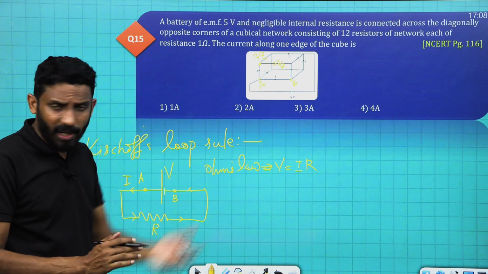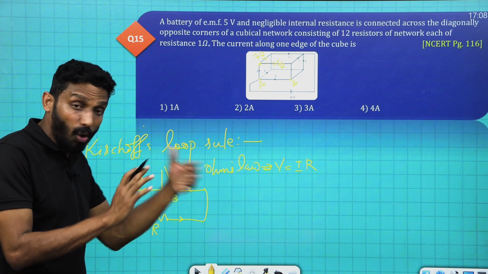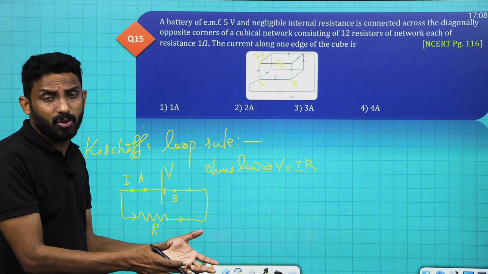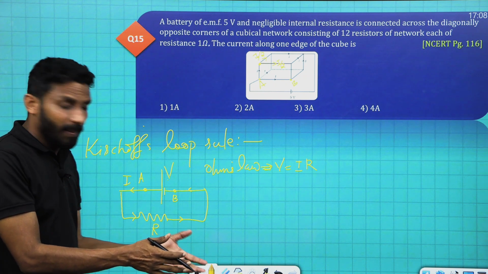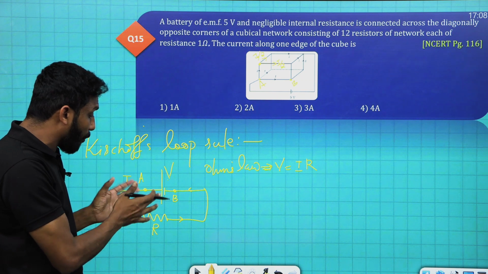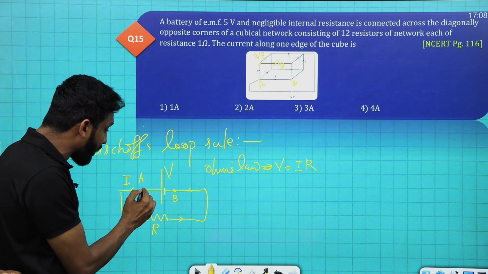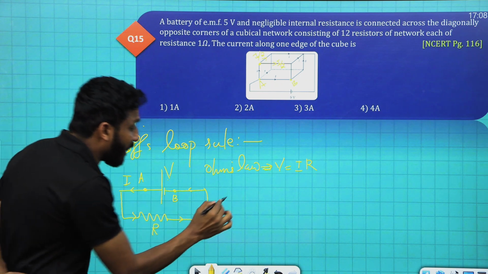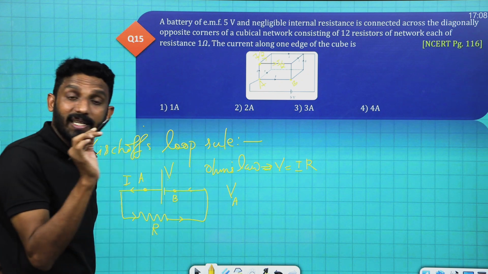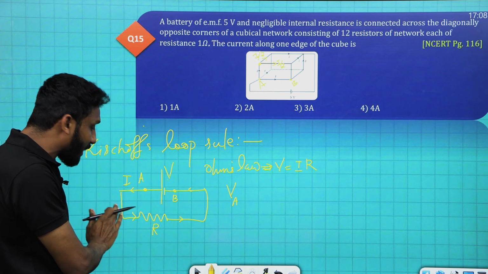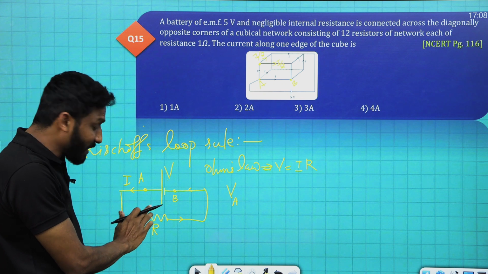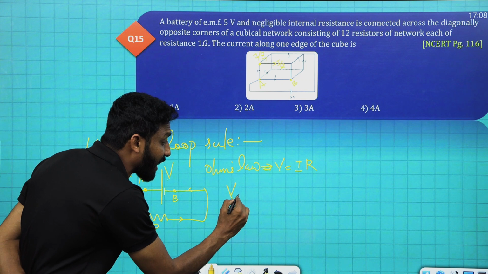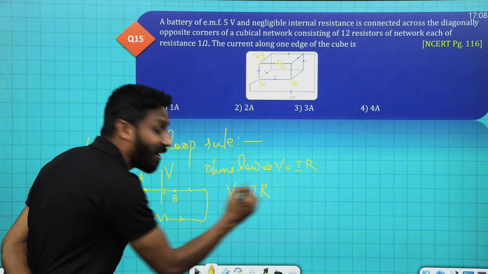Kirchhoff's loop rule is the general one. We cannot apply Ohm's law in all situations, but we can apply Kirchhoff's loop rule in many network situations to solve them easily. Here is how we apply it. Suppose I am starting from this point. Listen carefully. The potential at A is VA. Now I am moving along the current and crossing this resistor. While crossing a resistor along the current, the potential difference is negative and the value is IR.